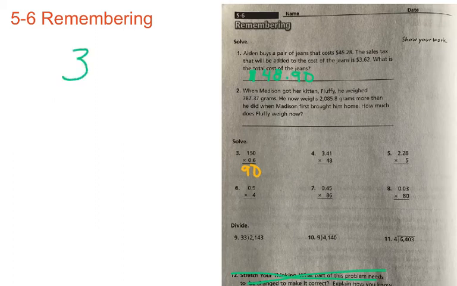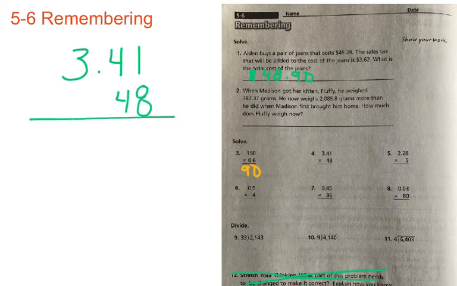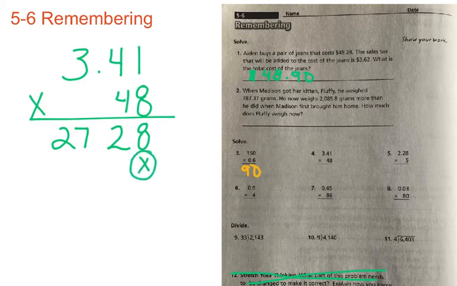We have 3 and 41/100ths, or 3.41, and we're multiplying that by 48. Again, we can start out, and remember, just ignore the decimal right now, and let's go ahead and complete our multiplication. 8 times 1 is equal to 8. 8 times 4 is equal to 32. Put down your 2, carry your 3. 8 times 3 is equal to 24, plus 3 is equal to 27. I'm going to go ahead and erase my carried 3 there, and we'll go ahead and move on to the next one. Don't forget to put down your placeholder. 4 times 1 is equal to 4. 4 times 4 is equal to 16. Put down your 6, carry your 1. 4 times 3 is equal to 12, plus 1 is equal to 13.